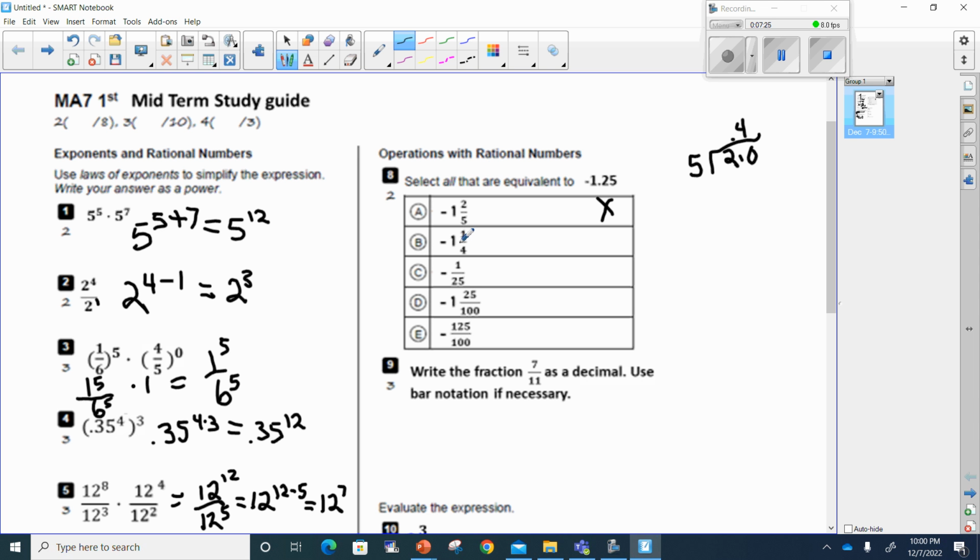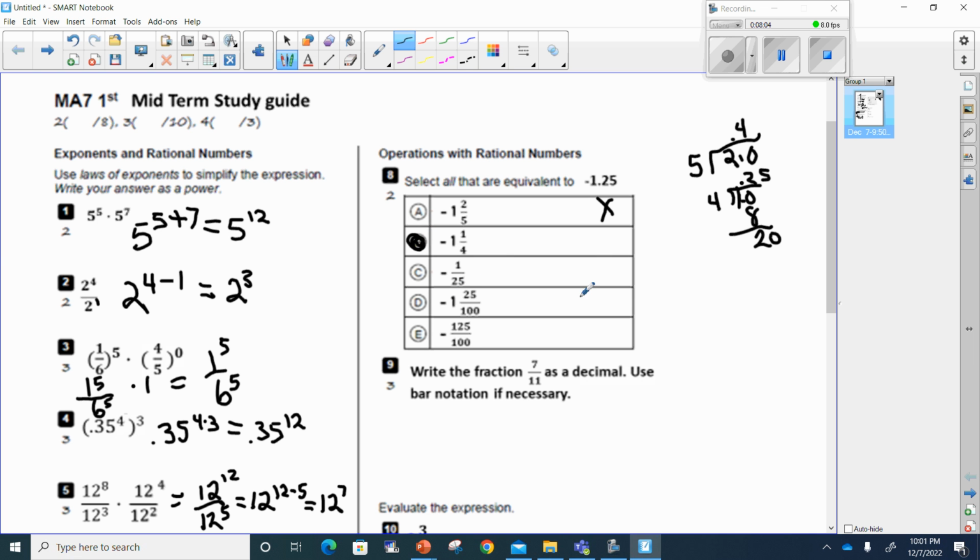All right, let's try the next one. This is a negative 1 1/4. So I know the negative 1 is good there. Now I've got to take 1 and divide it by 4. When I do this, I'm going to put the decimal point here. 4 goes into 10 2 times. This will give me an 8 with 2 left over. When I put the 0 there, 4 goes into this 5 times. So that is going to be 1.25, negative 1.25. So B will be a correct answer.